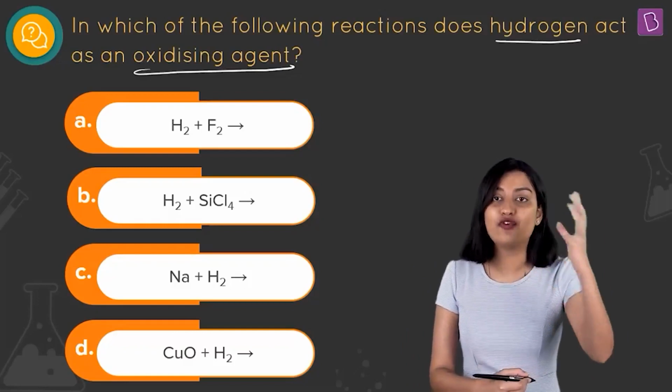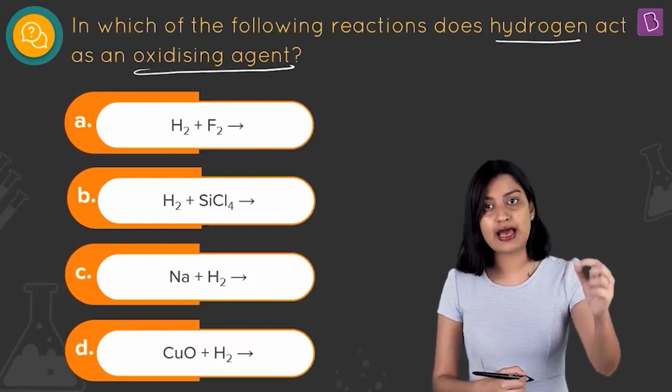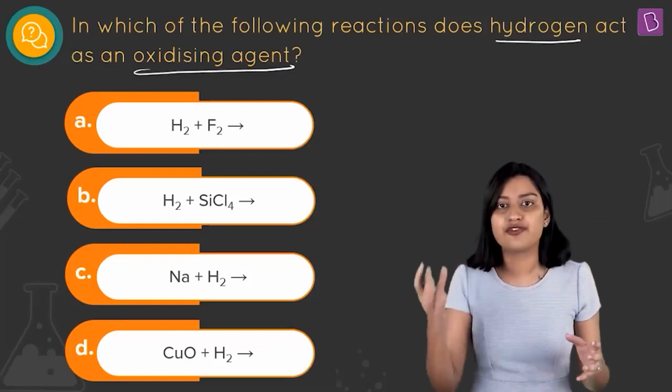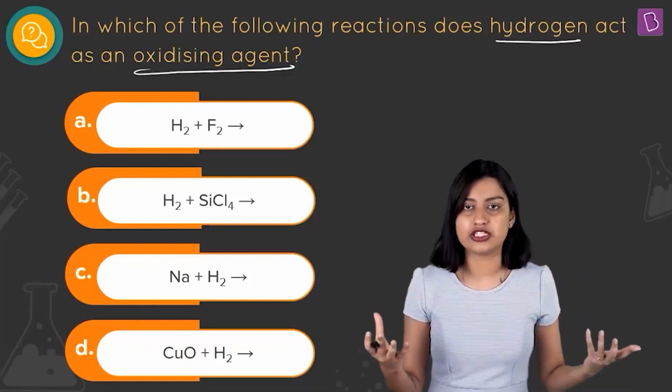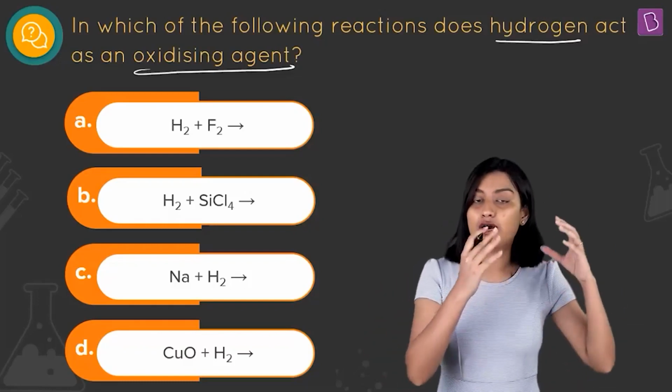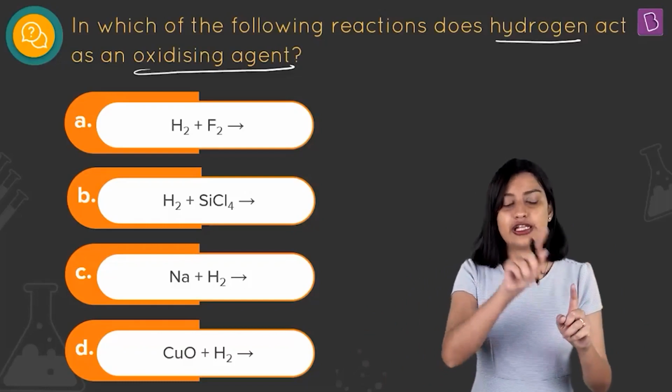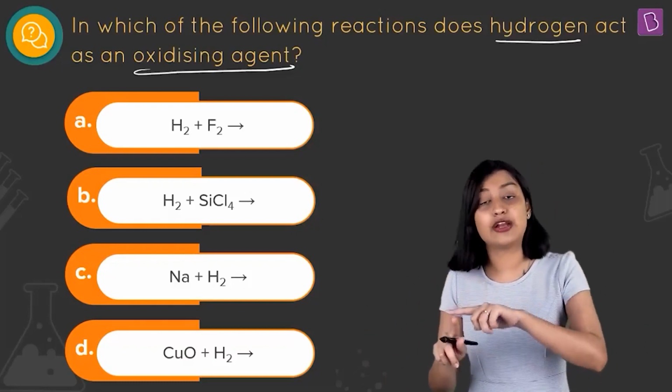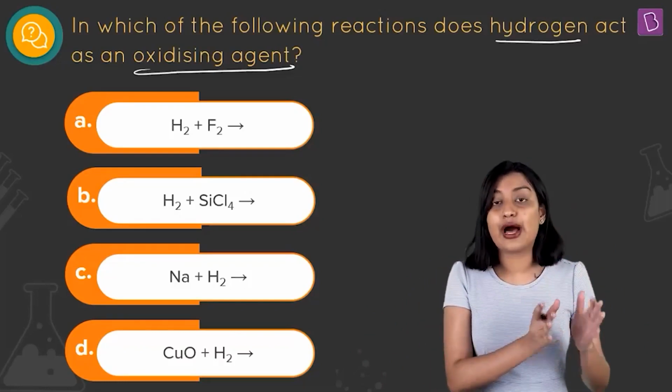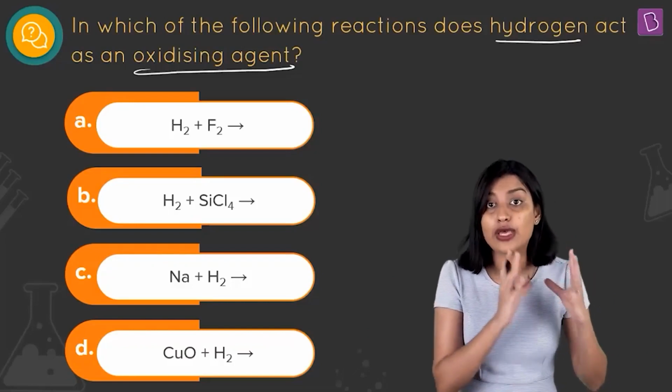Where will hydrogen act as an oxidizing agent? Wherever you see that before the reaction your reagent had a lower oxidation state, and after the reaction it has a higher oxidation state. Hydrogen itself should be undergoing reduction, and your other reagent should be undergoing oxidation.